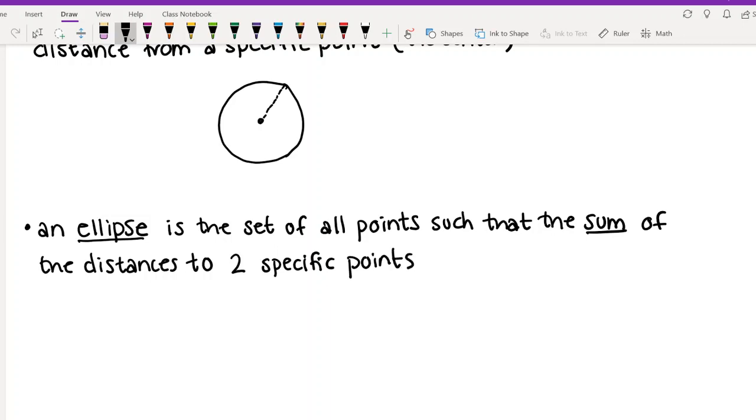And what are these two specific points called? They're called the foci. This isn't something we're really going to be talking about, so you don't need to memorize that word or anything. By the way, foci is just the plural of the word focus. We'll see a little bit later this week why it's called that. But we're saying that for any point on the ellipse, if you take the sum of the distances from that point to two different specific points called the foci, you always get the same number.